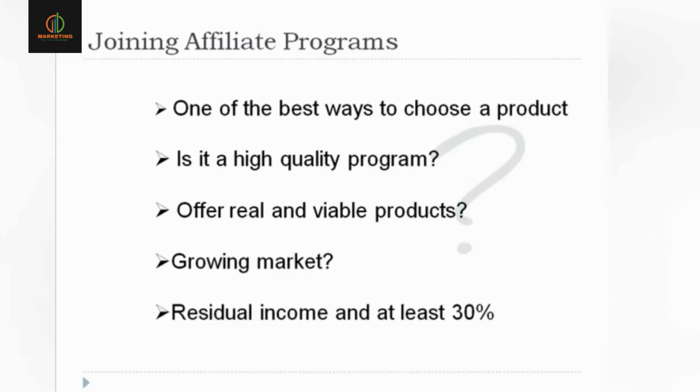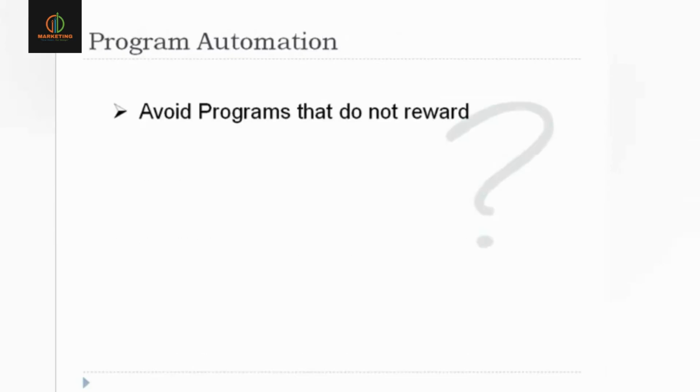Now, a program with a compensation plan that pays out residual income and a payout of 30% or more would be a great choice because you're getting monthly or quarterly or whatever residual income. Now, there are programs offering this kind of compensation. You just have to look closely for one. Also, don't waste your time with programs that do not reward you substantially for your efforts, and be aware of any minimum quotas that you must fulfill.